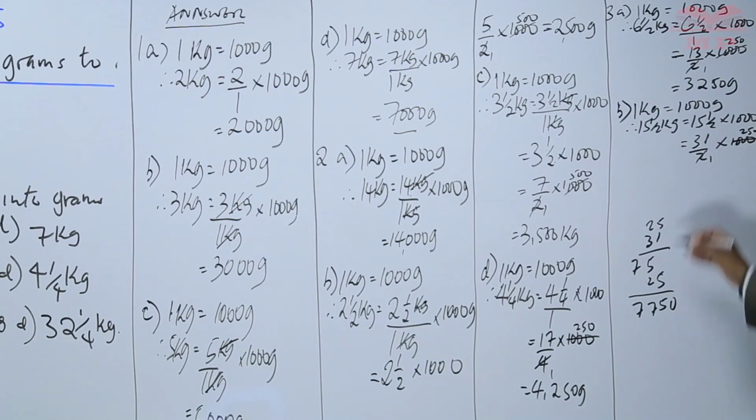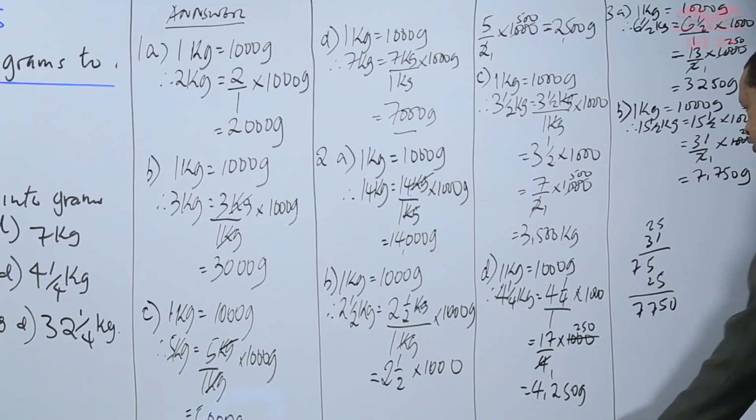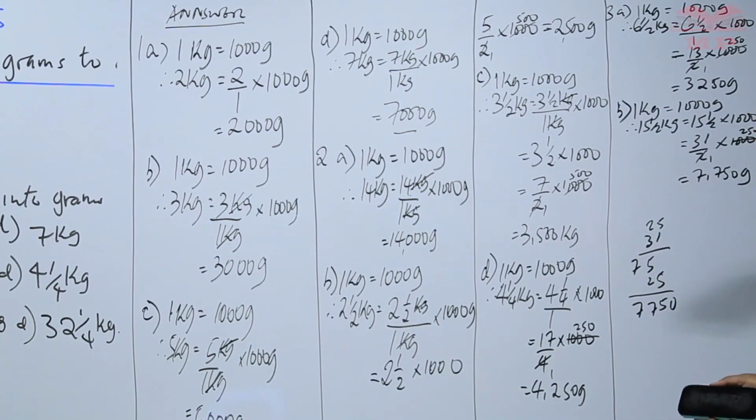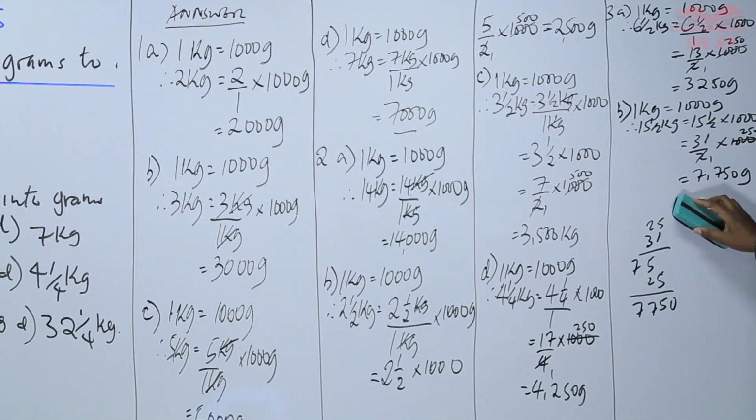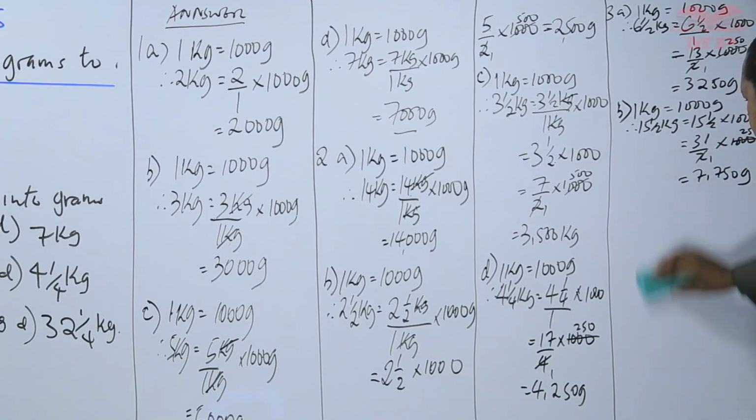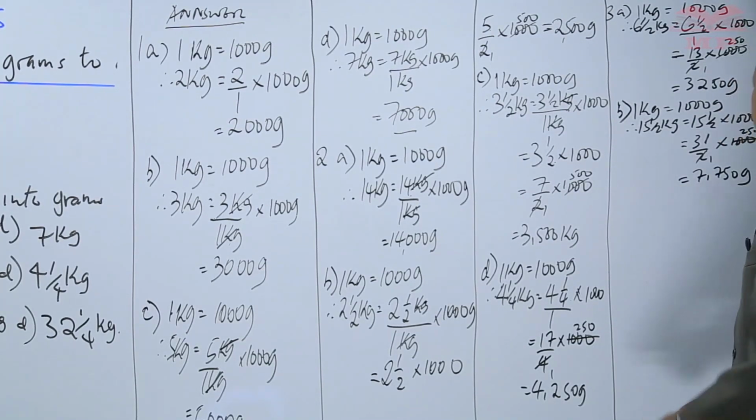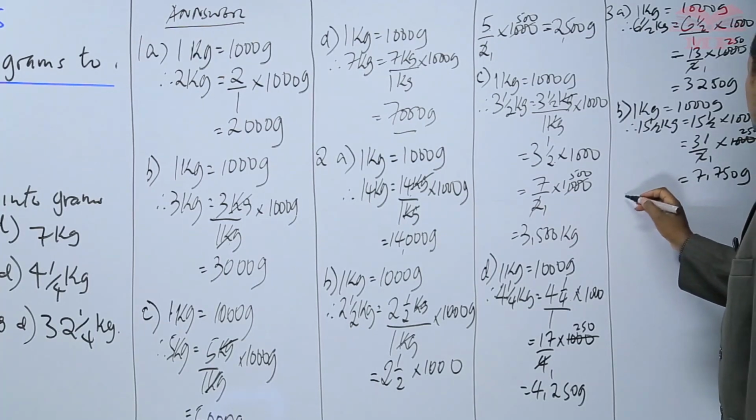So the answer here is 7,750 grams. That is 31 times 250. So we go to C.